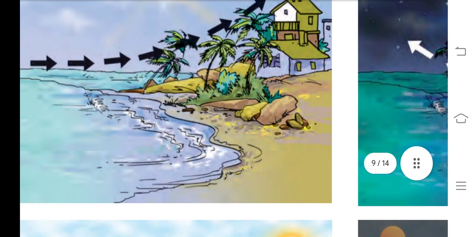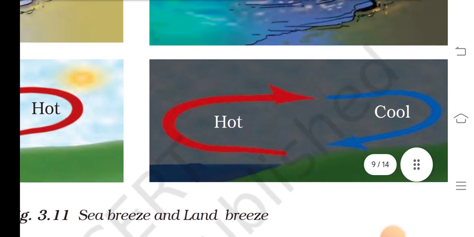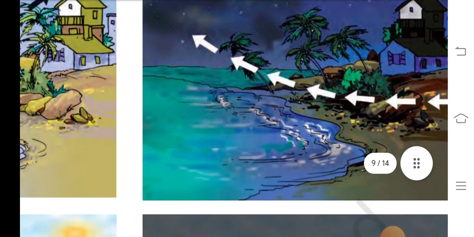Daytime and night, cool, hot, sea breezes and land breezes.